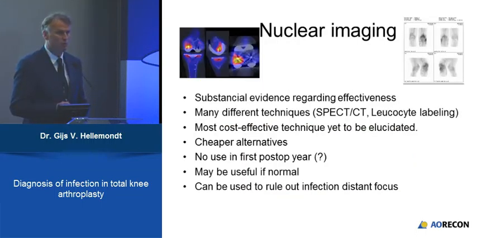What about nuclear imaging? We don't use it routinely, although there's substantial evidence that some of them are effective. Many different techniques. Most commonly used in infection, I think, is either the SPECT-CT or the leukocyte scan. But I think currently we have cheaper alternatives, so we don't use it routinely, and especially not if you look at an infection in the first post-op year, because you get false negative outcomes from the scans. It may be useful if it's normal, and it can be used to rule out infection of a distant focus. So if you have an infection of a joint, you want to know whether there's an infection in the heart valve or somewhere else.